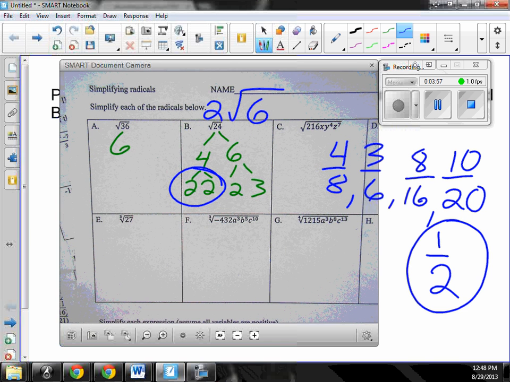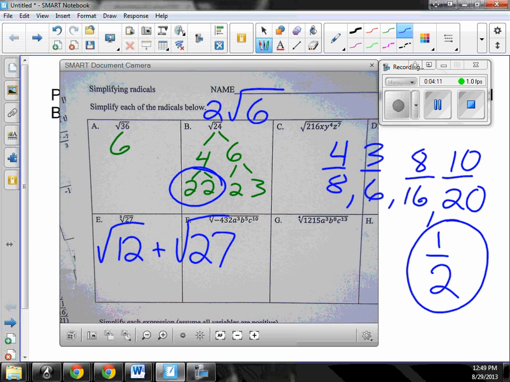The other reason is, if you simplify square roots, you can sometimes combine them. I'll give you an example. The square root of 12 plus the square root of 27. We cannot add those together. They're not like terms. In order to add square roots, the number under the square root has to be the same. So you could add the square root of 3 to the square root of 3, or 4 square root of 3 to the square root of 3.